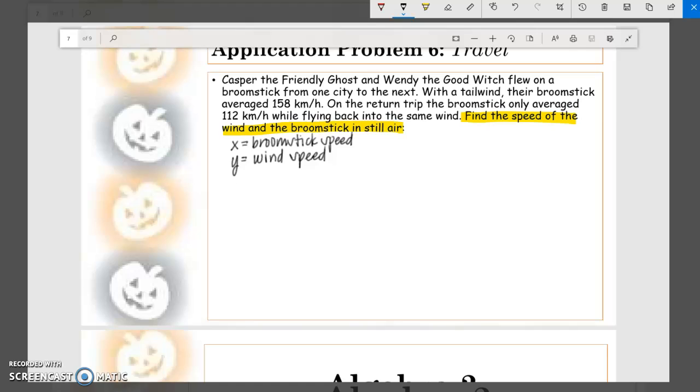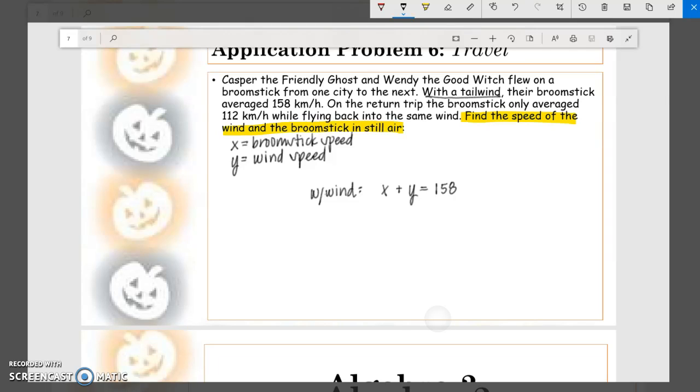So if we take a look at a problem like this, what it says is that they're starting out with a tailwind. So a tailwind means that the wind is behind you, it's helping you to move. So you're going to be going faster. So if you add the speed of the broomstick and the speed of the wind, that's going to be how fast you're moving. So our first one, we can say we have one equation that comes from flying with the wind. So that's going to be x plus y is equal to our speed of 158 kilometers per hour.